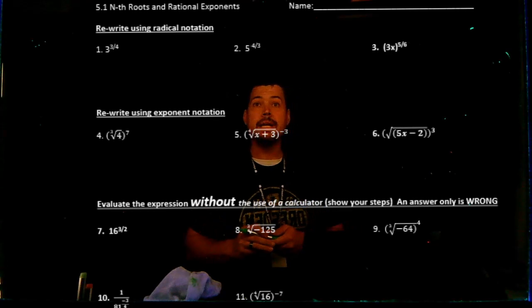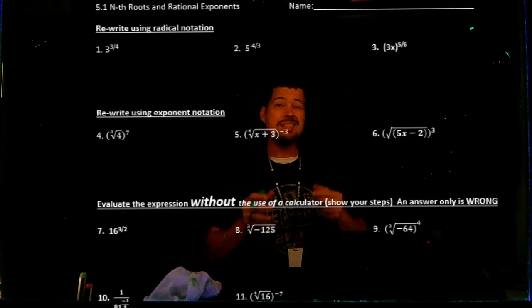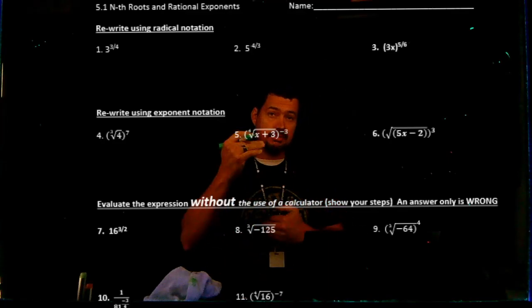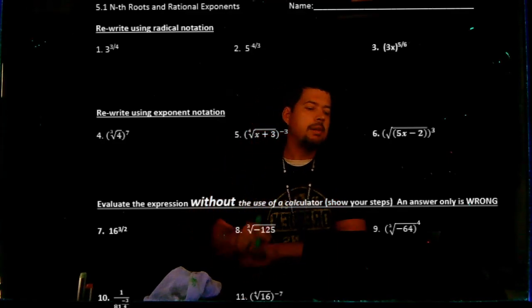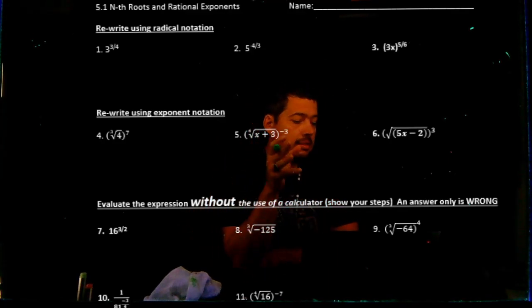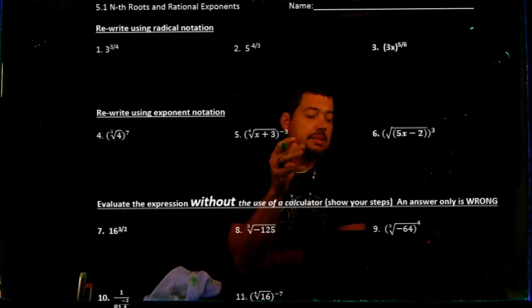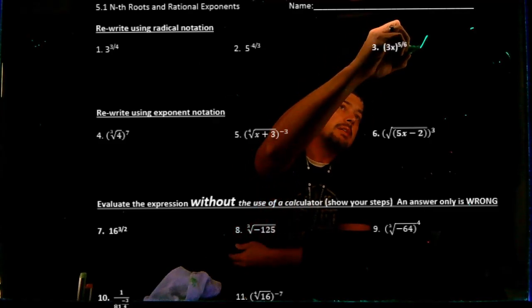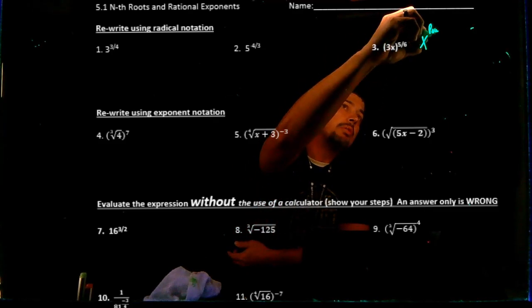All right, so we got 5-1. This assignment counts as 2, and it's a big one, but it's a very important one. So first up, that I've got selected here to do with you is 3x to the 5/6. So this is using this x to the power over root notation.